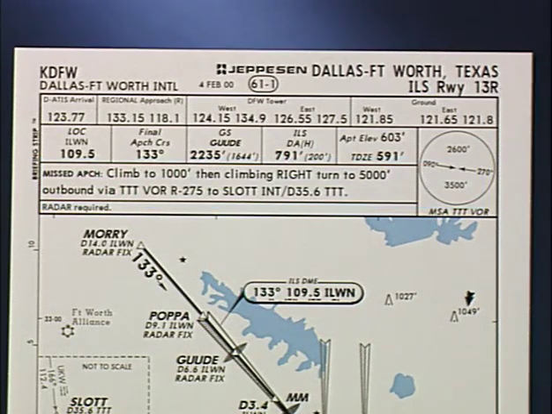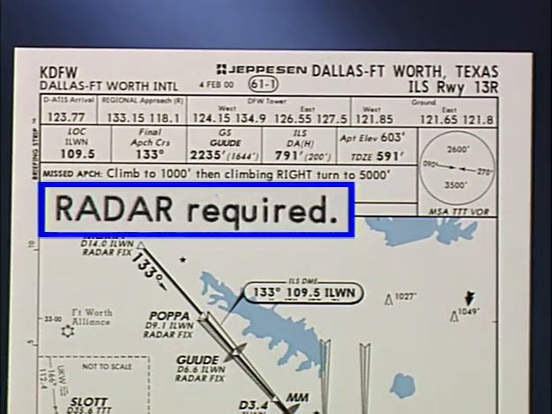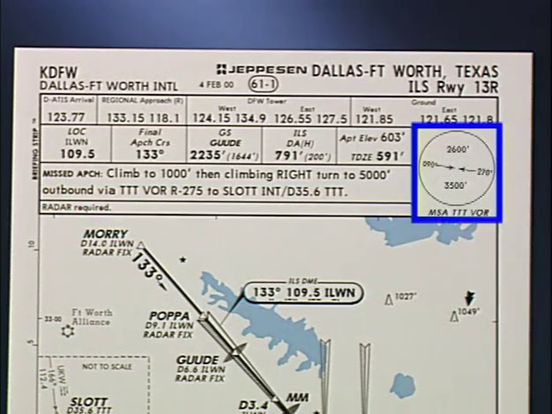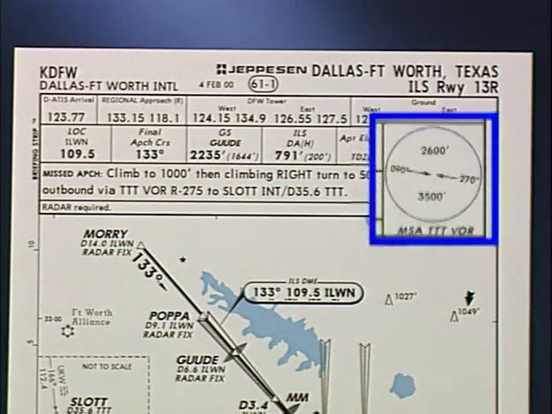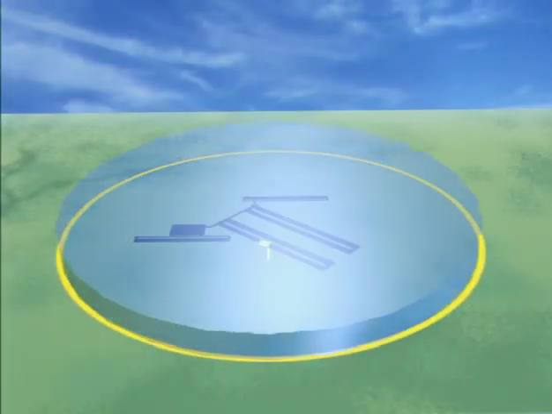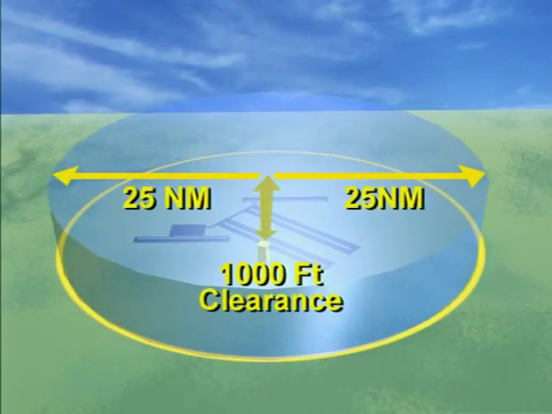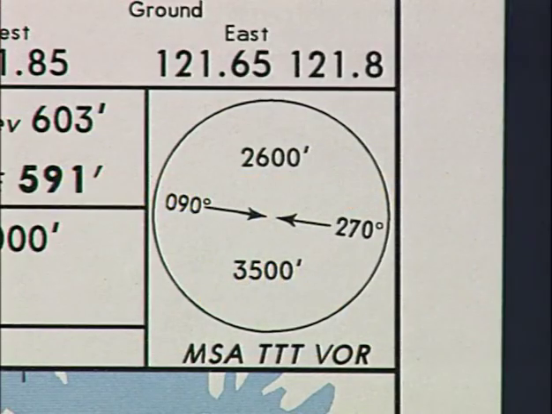Any notes that are applicable to the approach, such as altimeter setting or equipment requirements, are included below the missed approach information. In this case, radar is required for this approach. The minimum safe altitude, or MSA, is located to the right of the pre-approach briefing information. The altitude shown in each sector provides a minimum of 1,000 feet of obstacle clearance within a 25 nautical mile radius of the navigation facility. The name of the facility is listed below the circle. MSA altitudes are intended only as emergency information.